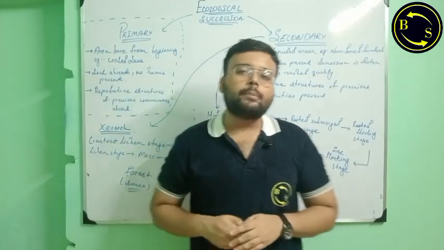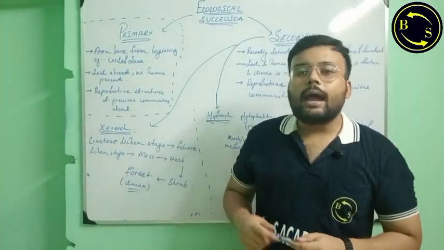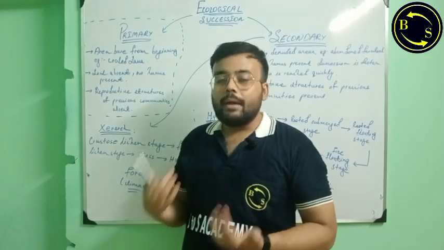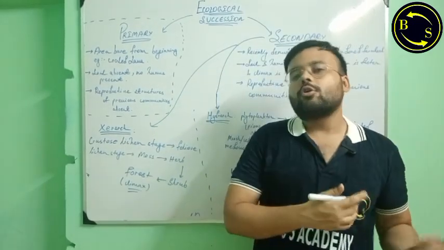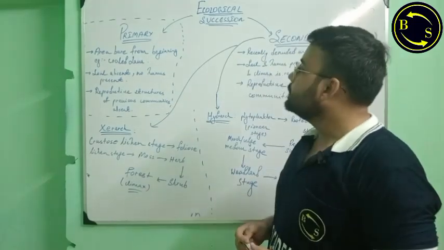So there are two types of ecological successions. First is the primary succession and the second is the secondary succession. Primary succession is definitely followed by the secondary succession. So let us look into the primary succession.